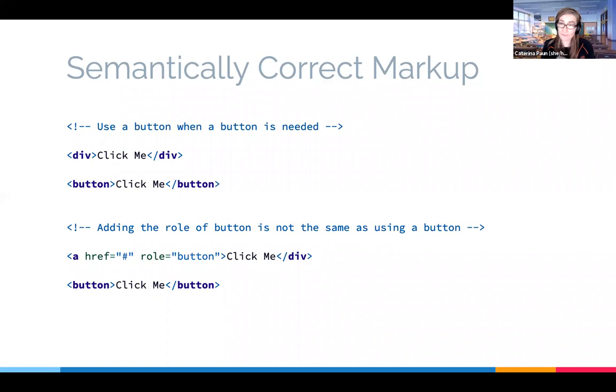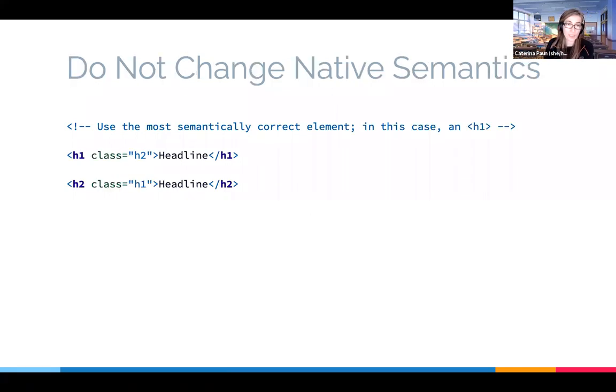Anchors are really meant to be used for navigation, and buttons are meant to be used for actions. So unless this "click me" is supposed to navigate you to a different page, you should really be using a button, or you can use an input type button or various different input types that are button-like. This also happens pretty often. I don't know how often, but it certainly happens where you have an H1 with a class of H2. Again, this is essentially trying to change native semantics, and it's just not a good practice.